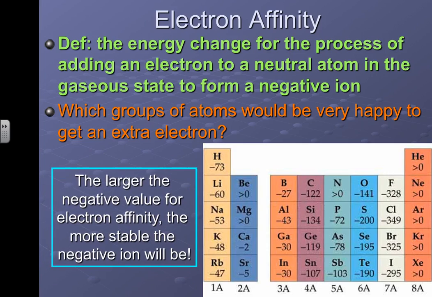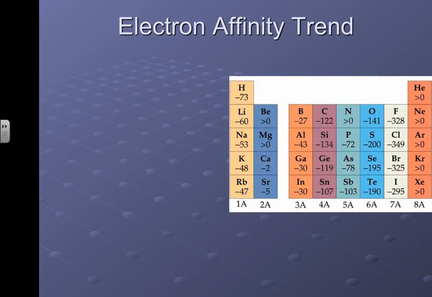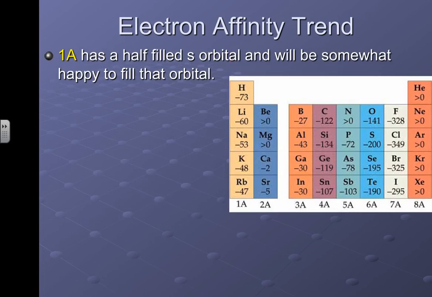So again, the larger the negative value for electron affinity, the more stable the negative ion will be. So you can see relatively low negative numbers for things like hydrogen and lithium, which means that their negative ions are not stable. They don't really enjoy making negative ions in the first place. So again, electron affinity. If you take a look at the trend a little closer, I actually already talked a little bit about this, so this should be a pretty quick slide.